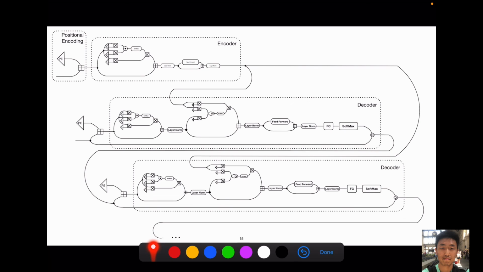And finally, here's the full neural string diagram for a transformer neural network. As you can see, we have the positional encoding over here. We have an encoder, and it is connected via the snake morphism to the next decoder and further decoders. And this is the end of my presentation.